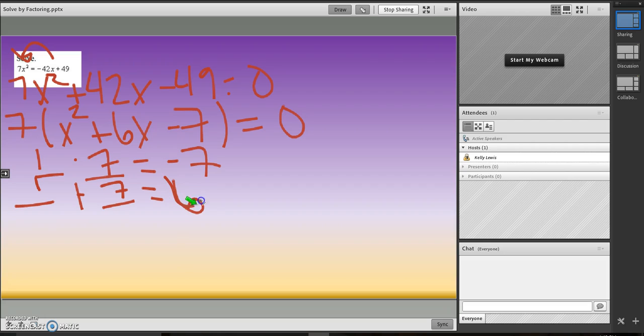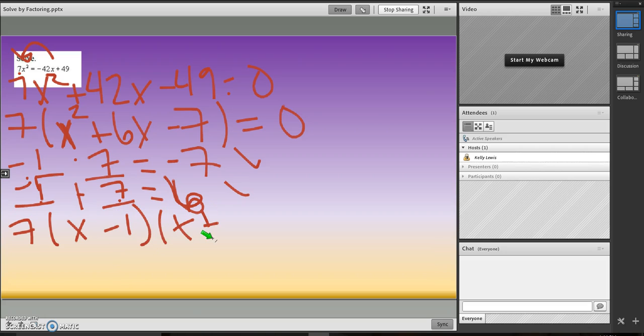So I need a positive 6. So 1's negative. Negative 1 times 7, negative 7. Negative 1 plus 7, positive 6. I got my lonely 7. So even though I had a 7 to begin with, I took him out. So really, there's nothing right here next to x squared. So it's x minus 1, x plus 7 equals 0 from here.